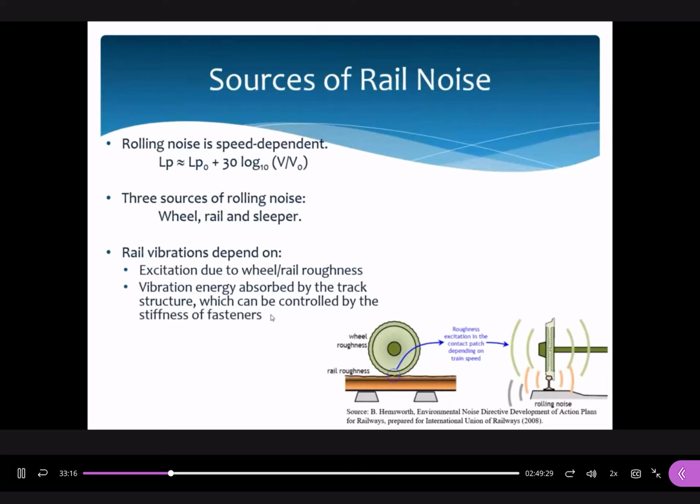Track forms, we may consider, in general, we may divide into four types. The first one is the directly fixed type. The second one is the ballast type. Ballast type is a common type. Normally, we used this one before in the older days. And the low vibration track and the floating slab track, I will explain to you the difference between these two types.